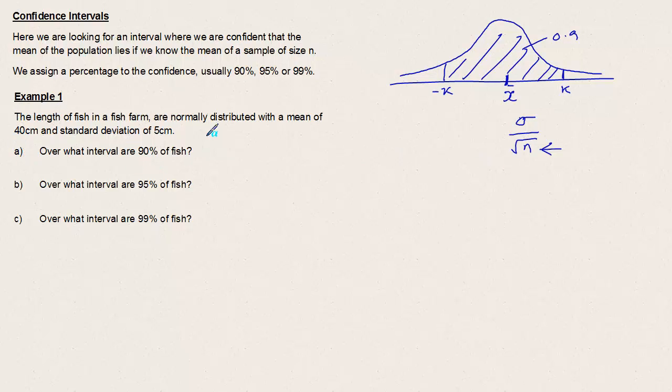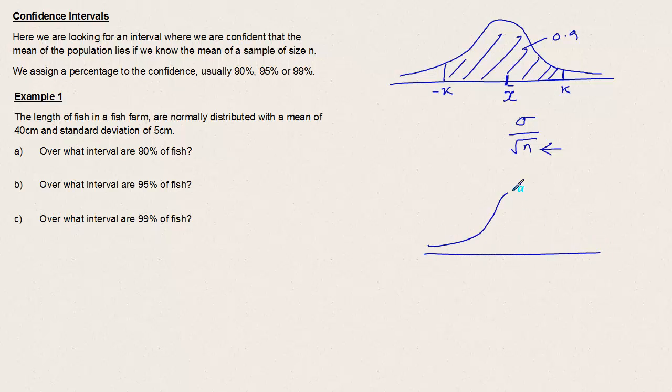This first example, we're not taking a sample or anything that we just discussed. It's just giving the idea of this interval in the middle. So we're told that the length of fish in a farm are normally distributed with a mean of 40 centimetres and a standard deviation of 5 centimetres.